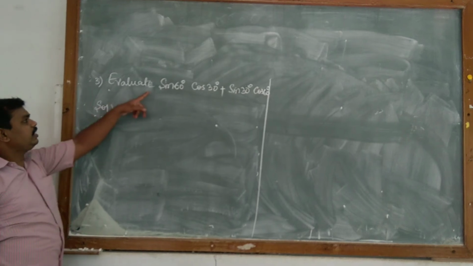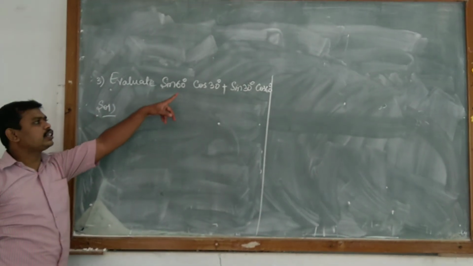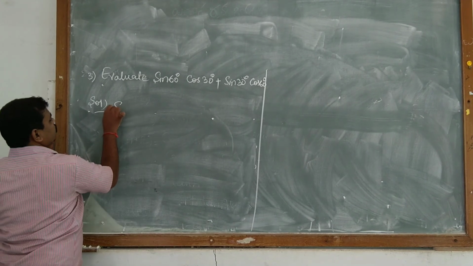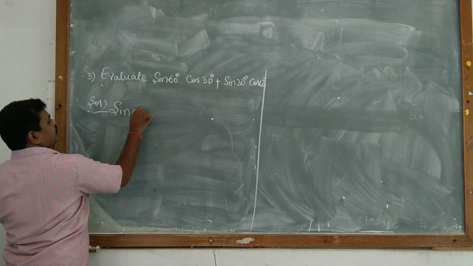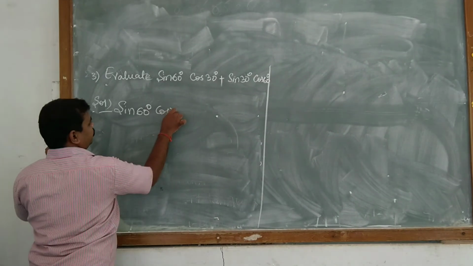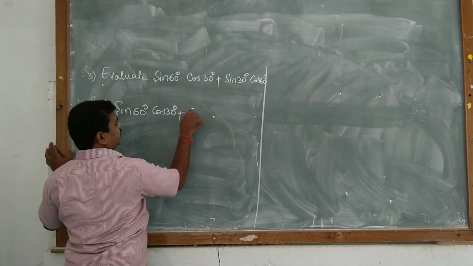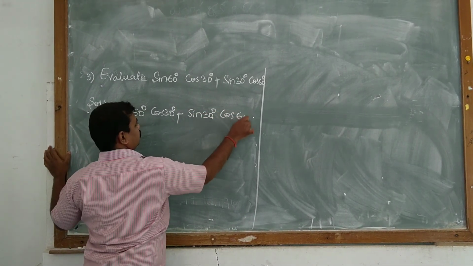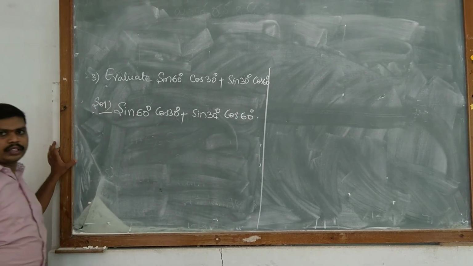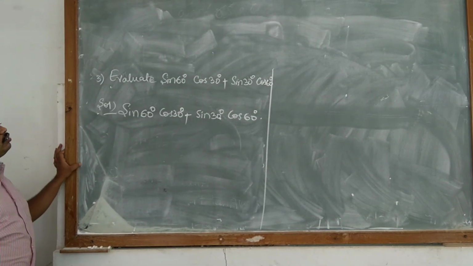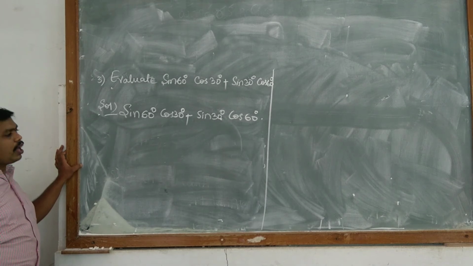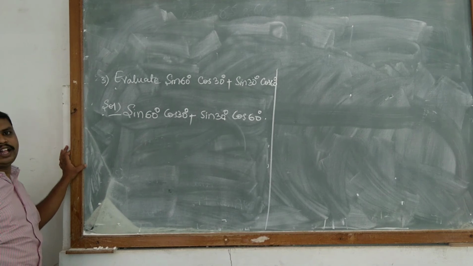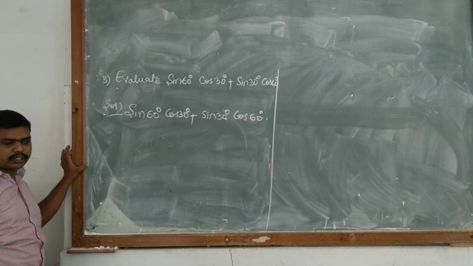Next problem, evaluate sin 60 degrees cos 30 degrees plus sin 30 degrees cos 60 degrees. When you observe here, we have the given problem in the form of sin A cos B plus cos A sin B. That is nothing but sin of A plus B only, no, students.